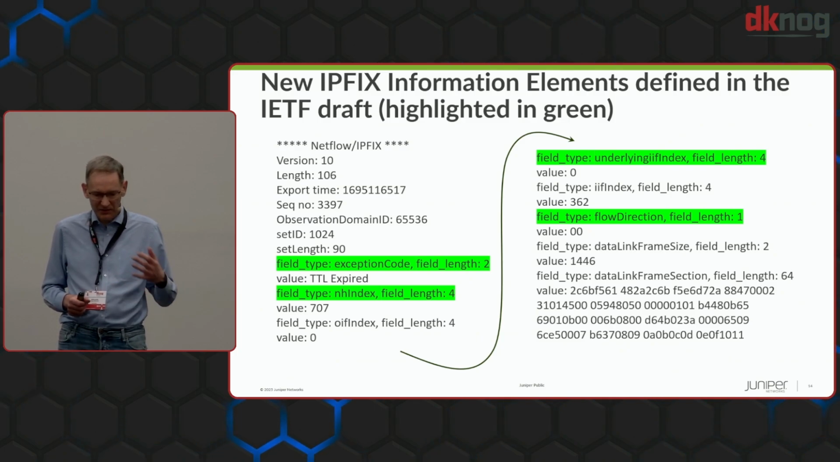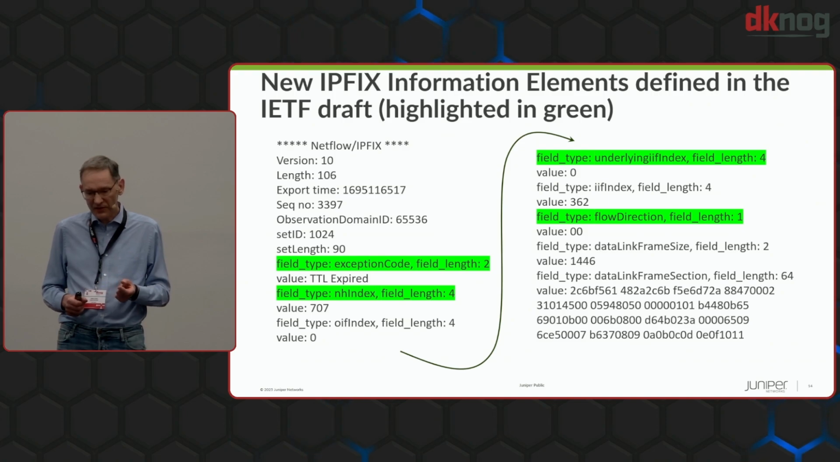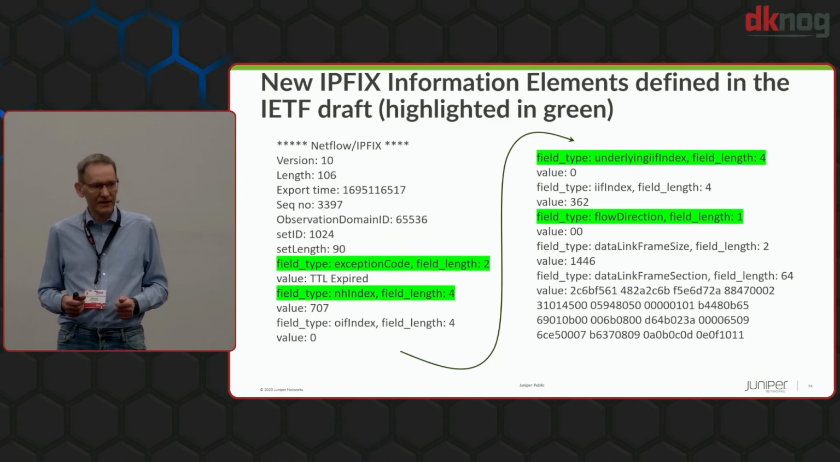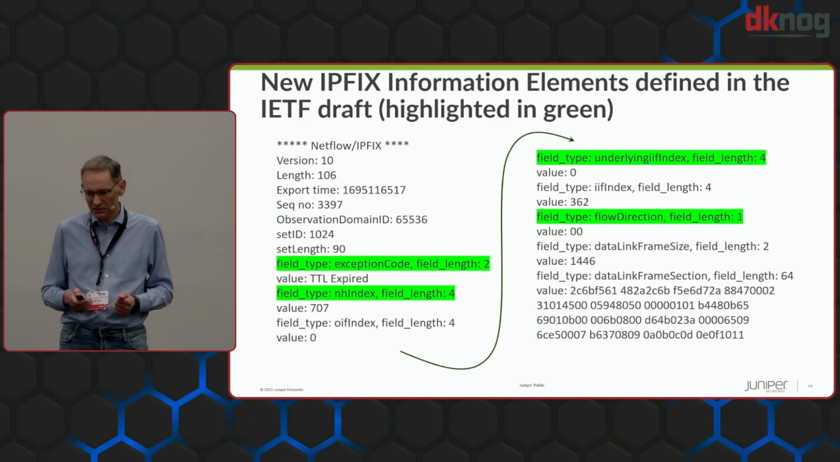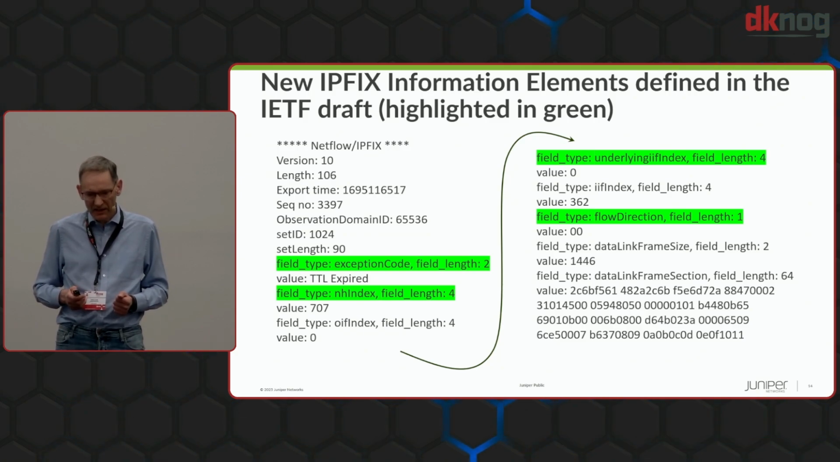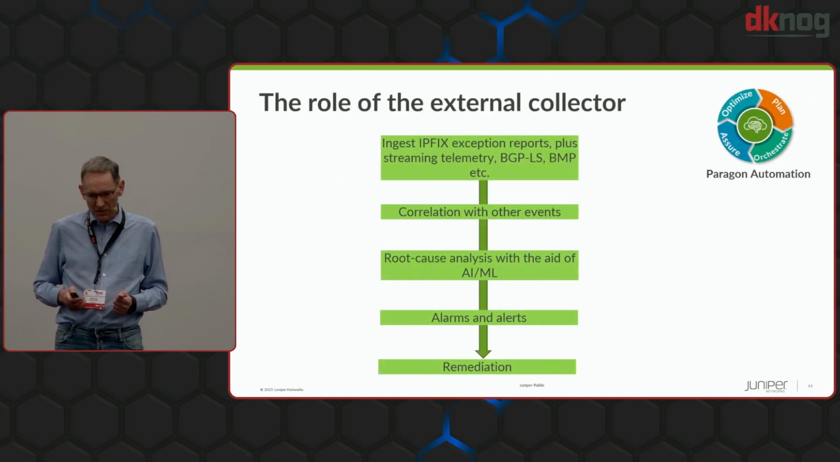That next hop index that I discussed, the underlying interface index, I mean, that's sort of generic use apart from this particular application, and also the flow direction, which packet forwarding engine had dropped the packet. So that brings me almost to the end.